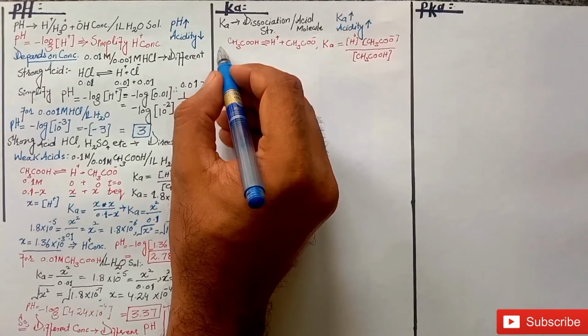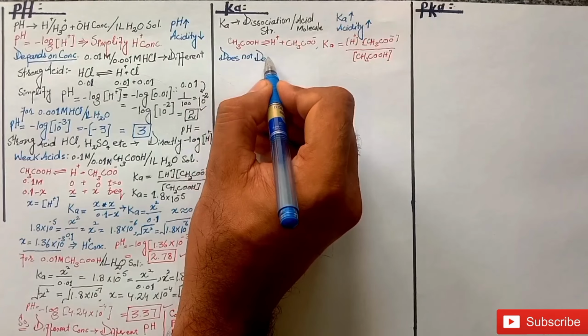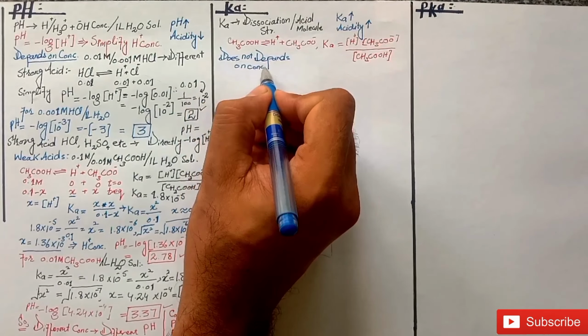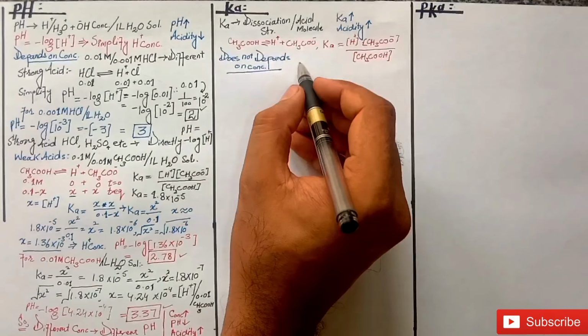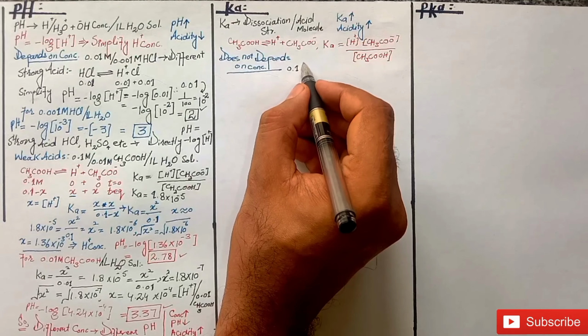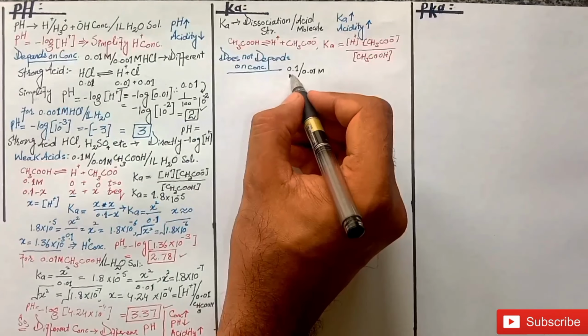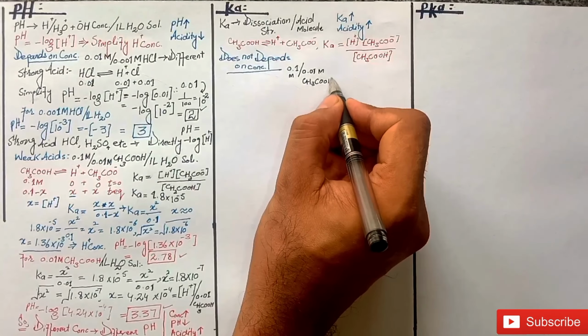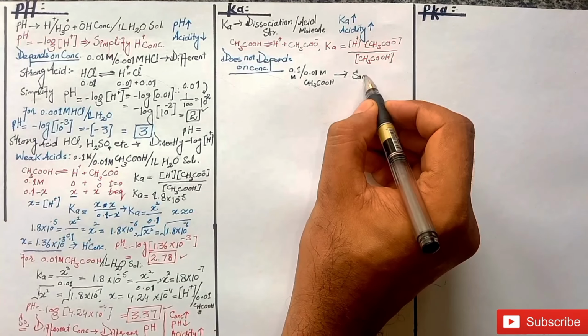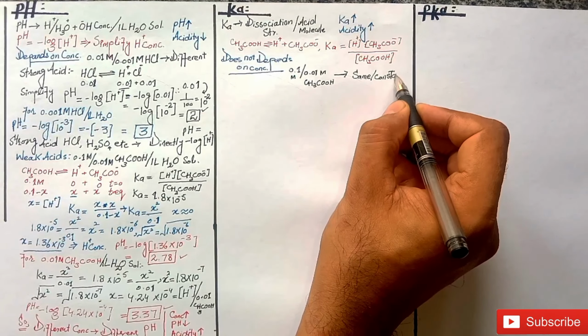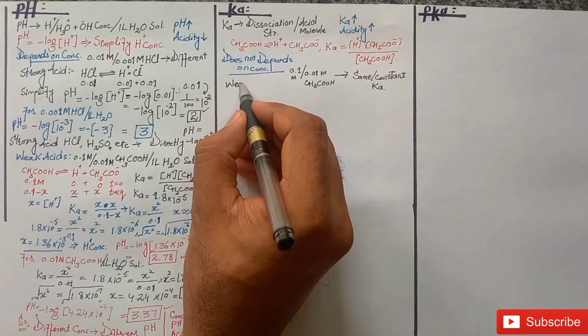This does not depend on concentration. For example, 0.1 mole and 0.01 mole acetic acid have the same or constant Ka value. Every acid has a constant or fixed value. Let us now find the Ka value of these two concentrations.